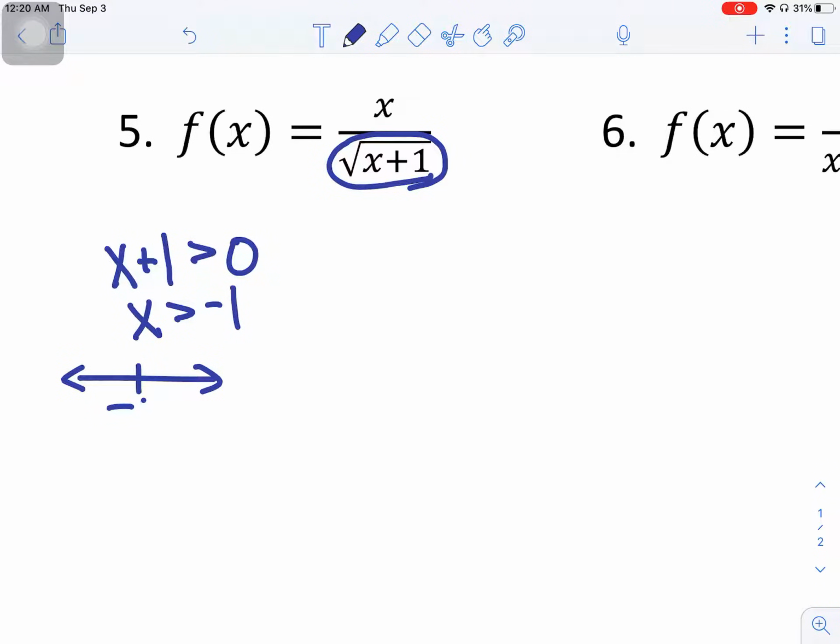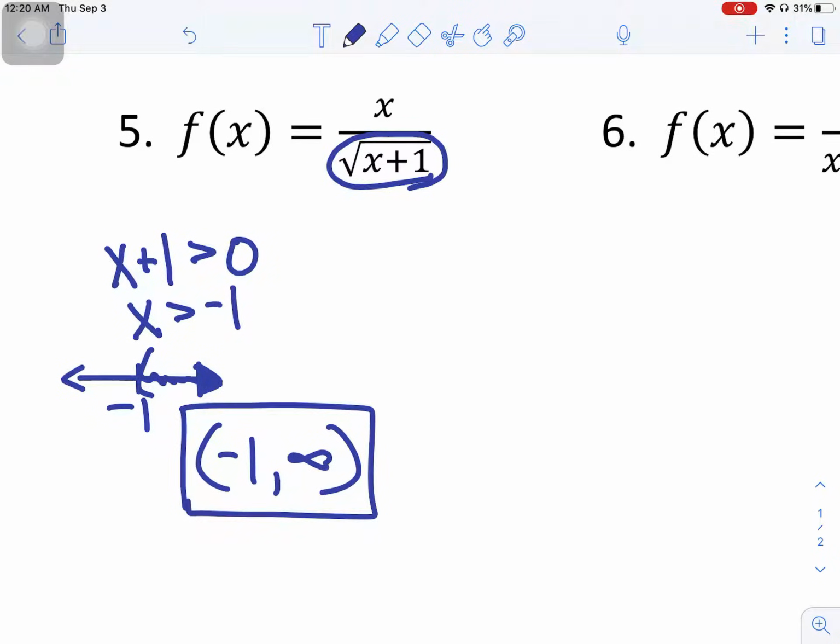I don't know why I just wrote a 3. Let's try negative 1. So x is greater than negative 1. So that means I want to pick everything larger than negative 1, but I can't pick negative 1 itself. So my interval is going to be from negative 1 to infinity, parentheses on both of those.